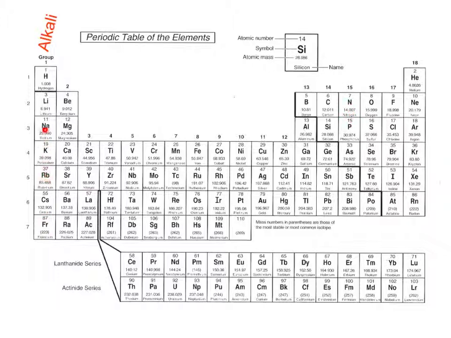Okay, so let's go back. This is the alkali group. The alkali group, they are highly reactive. And of course, they are metals. Remember that with our minds, we already cut this hydrogen and put it somewhere over here. So I'm talking from lithium to francium. All right.